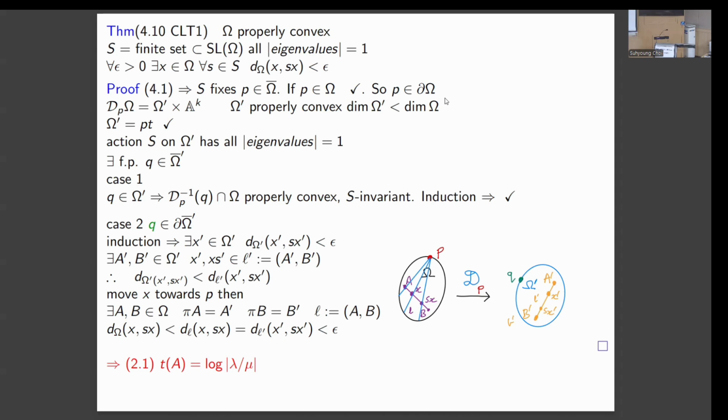Now if I move X and S of X closer to P, eventually there'll be a pair of points A and B in this domain that map to this pair of points. So by taking these points close enough, I'll have a segment here that maps to a segment there. Then the distance between X and S of X in this segment is the distance between their images in this segment. And the distance here between this pair of points is less than the distance between this pair of points in the domain, and we're done.